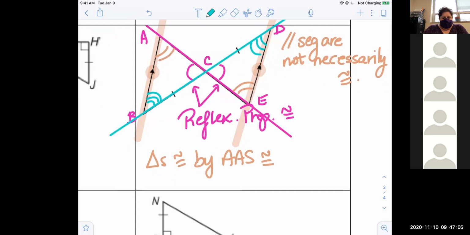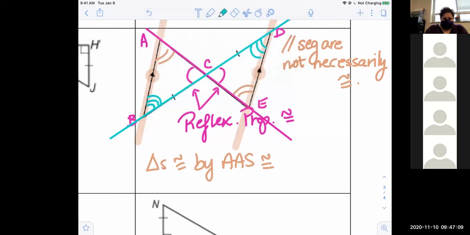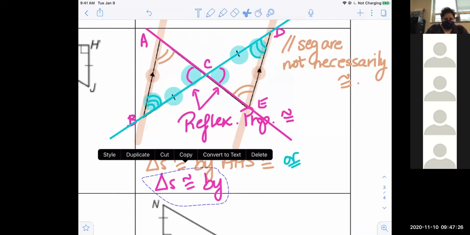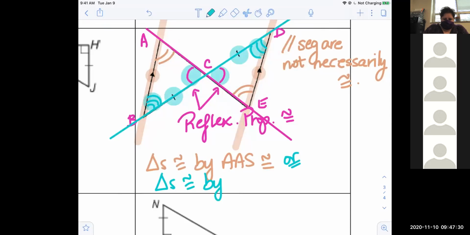If we used this instead, so I'm going to use this pair of angles, that pair of sides, and then the vertical angles. Is that still angle, angle, side? No, that's what? Angle, side, angle. So either one of those would be okay. But they would be different reasons.